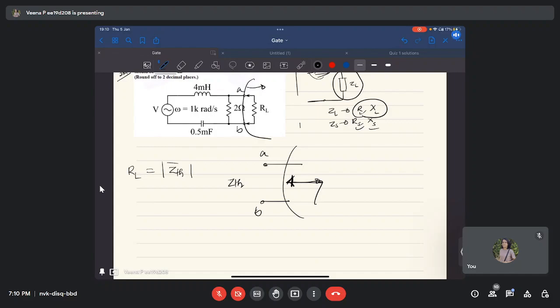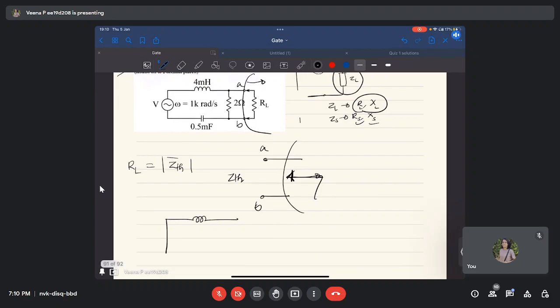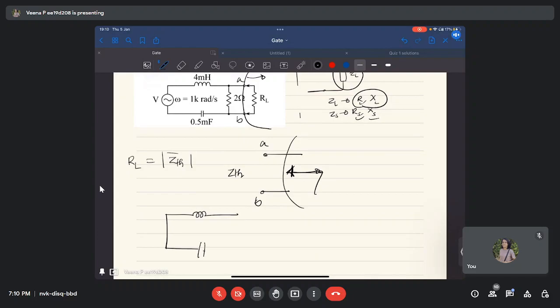If it is a current source, you have to open circuit it. If it is a voltage source, you have to short circuit it. So there is an inductance. This is a voltage source, so we will short circuit it. Then there is a capacitance.